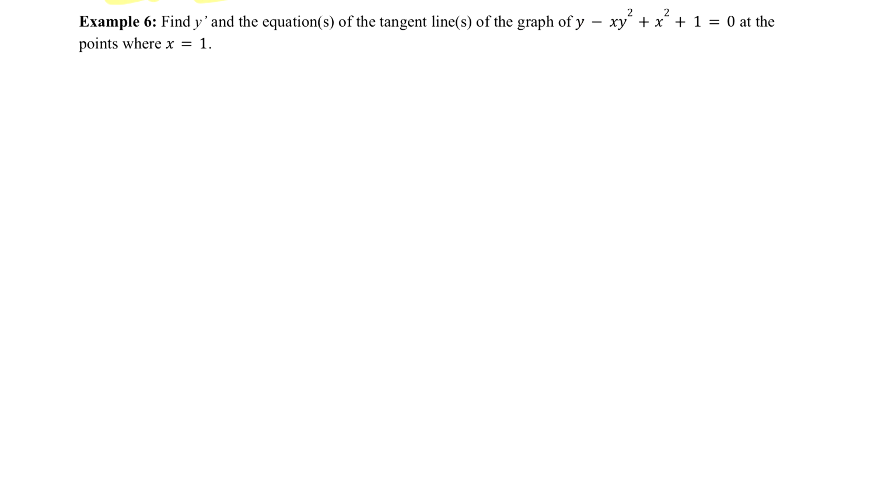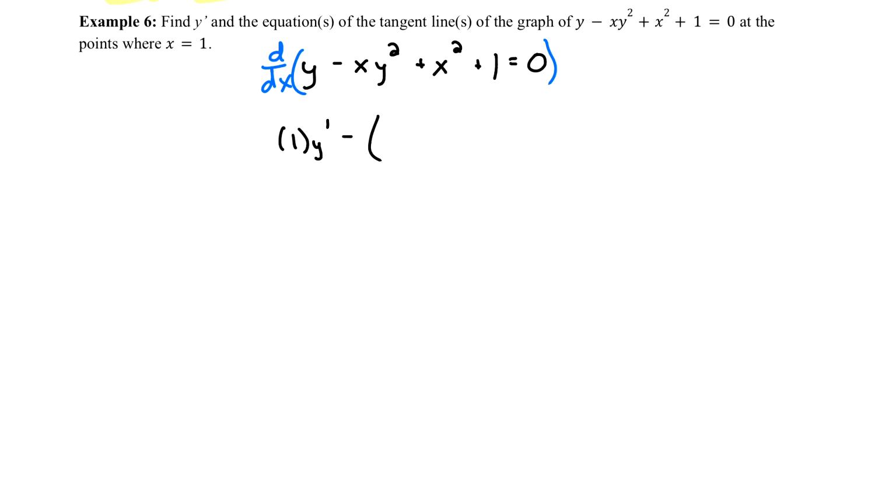So let's copy the problem down first. y minus xy squared plus x squared plus 1 equals 0. I start by taking the derivative of both sides of my equation. The first term shouldn't give us any problem. We should have 1 times y prime minus. Now I want to distribute this negative sign to both terms of my product rule, so I'm going to open up a set of parentheses here.